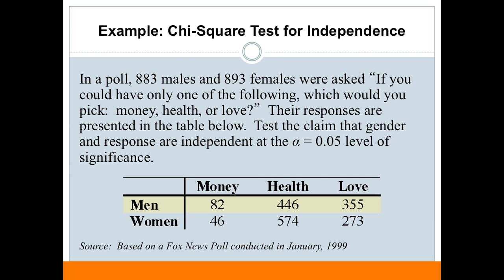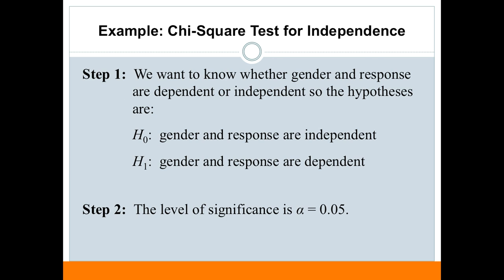So let's take a look back at this example. In a poll of 883 males and 893 females, we obtained the following results. Okay, so 82 men said that they would choose money if they had to pick one between money, health, and love, and so on. So what we're trying to test is the claim that gender and response to this question are independent, and we're doing this at the 0.05 level. So our null hypothesis is going to be that gender and question response are independent, and the alternative hypothesis is that gender and response are dependent. Now the level of significance in this case is just 0.05.